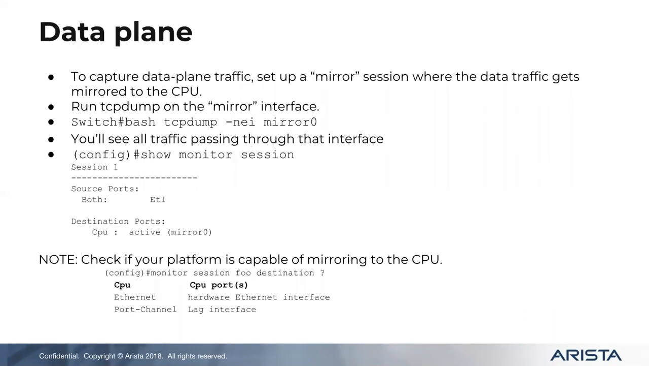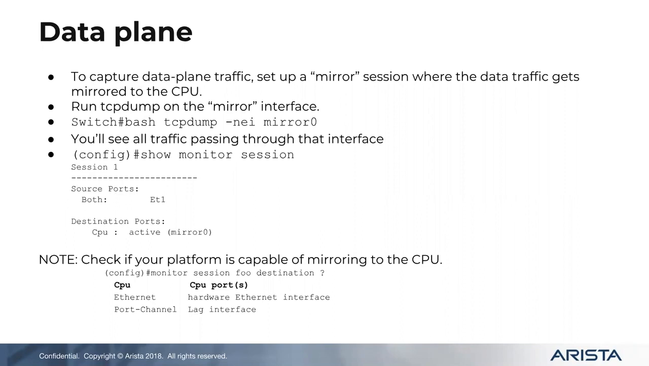After control plane, let's move on to capturing data plane traffic. Since data plane traffic is not visible via TCPDUMP on the actual interface, certain Arista platforms have a feature called advanced mirroring to capture data plane traffic. For this, we would need to set up a mirror session. Think of it as a monitor session, but the destination is CPU in this case. Once we configure that, we need to run TCPDUMP on the mirror interface that is created.